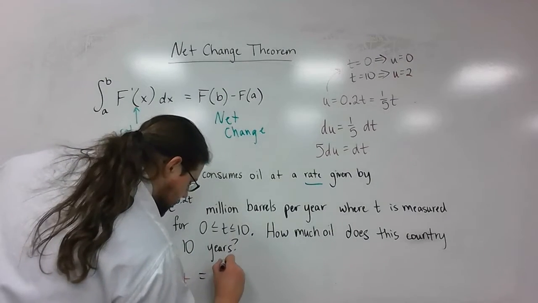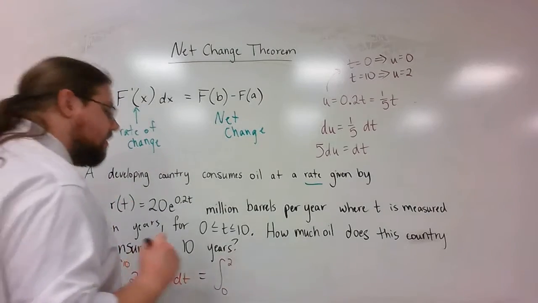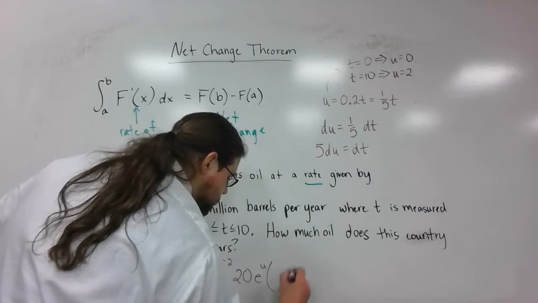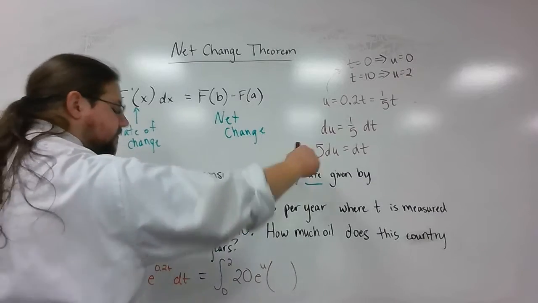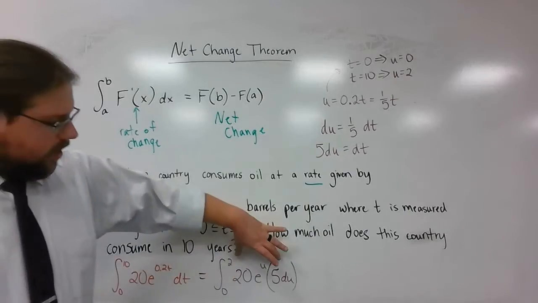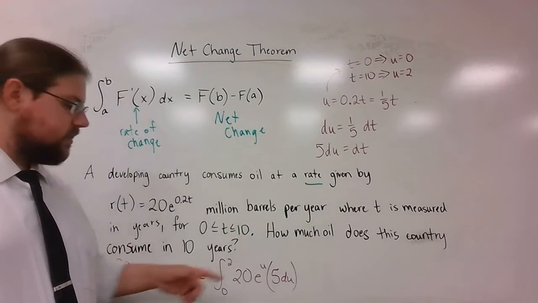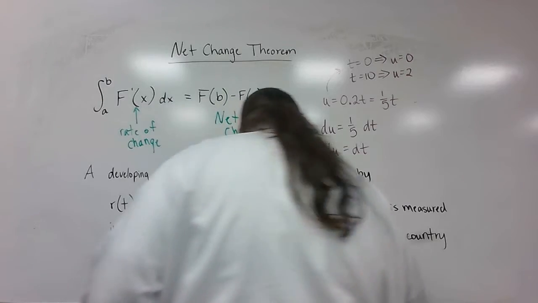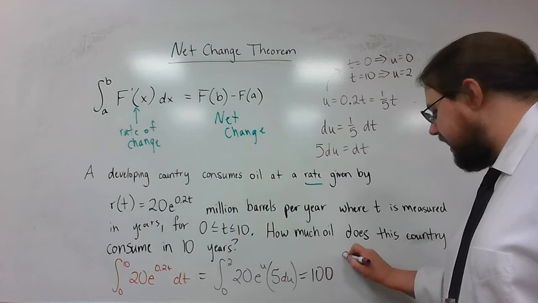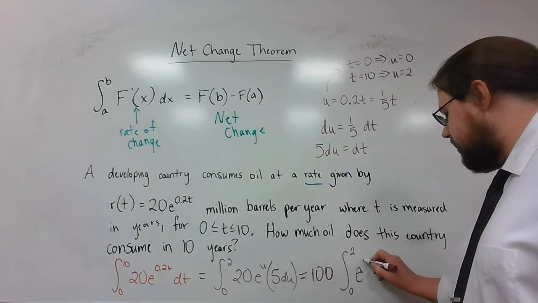So in this case, we're going to go from 0 to 2 instead of from 0 to 10 of 20 times e to the u, and I'm switching out that dt for 5 dus. Okay, I'm going to go ahead and multiply these coefficients together, and I'm also going to take it out front. So 20 times 5 makes 100. So I'm going to pull the 100 out because it has nothing to do with u, and I'm going to integrate from 0 to 2 of e to the u du.